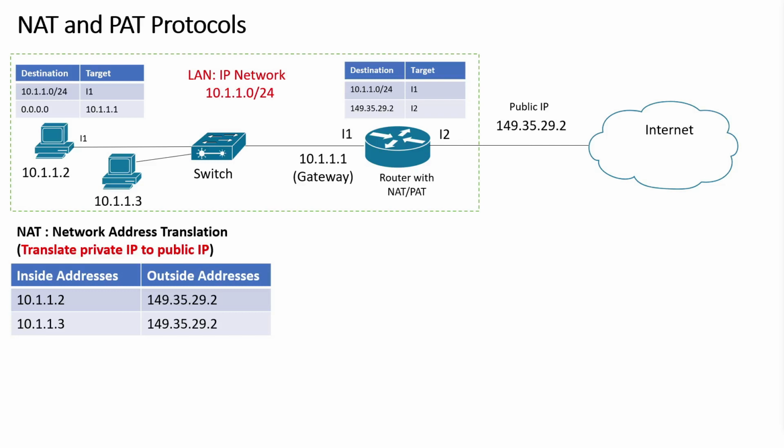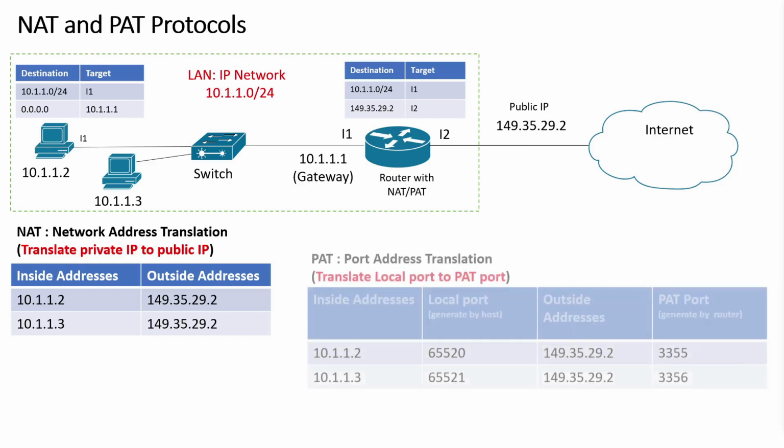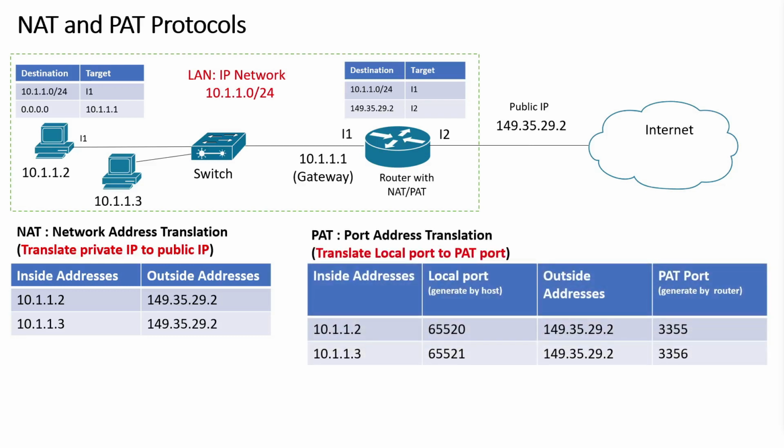In addition to this protocol, the router will also apply the PAT protocol. PAT protocol stands for Port Address Translation. The goal of the PAT protocol is to translate the local port to the PAT port. Here in this table, the local port is generated by the host. And to ensure the uniqueness of this port, the router will also generate a PAT port.